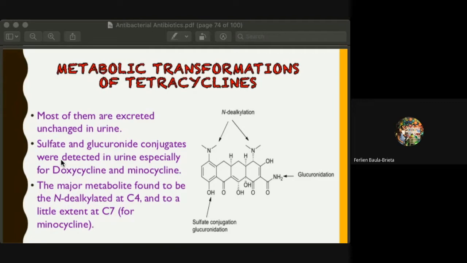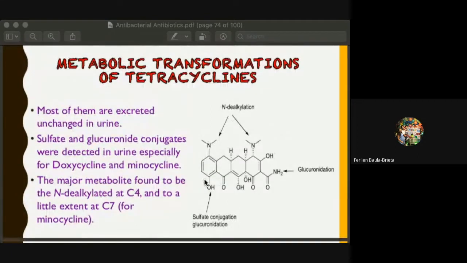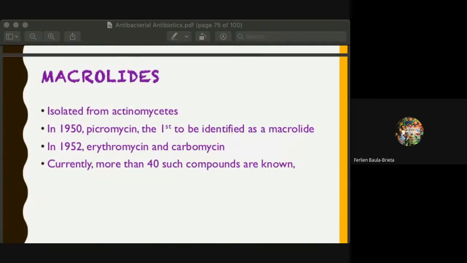And the major metabolite was found to be N-dealkylated at C4. So when you say N-dealkylated, you have removed the alkyls or the methyls there. And to a little extent at C7 for minocycline. Okay, so that's for our tetracyclines structure activity relationship. So let's move forward to macrolide.